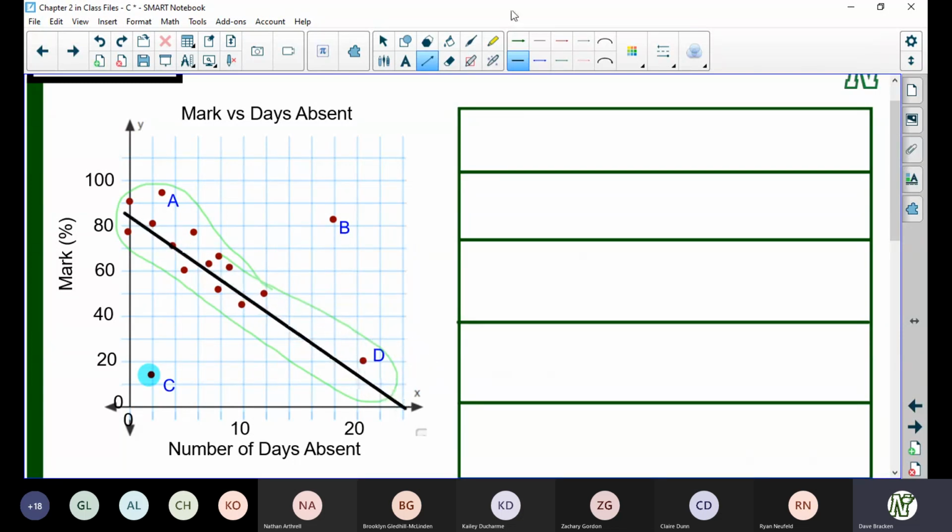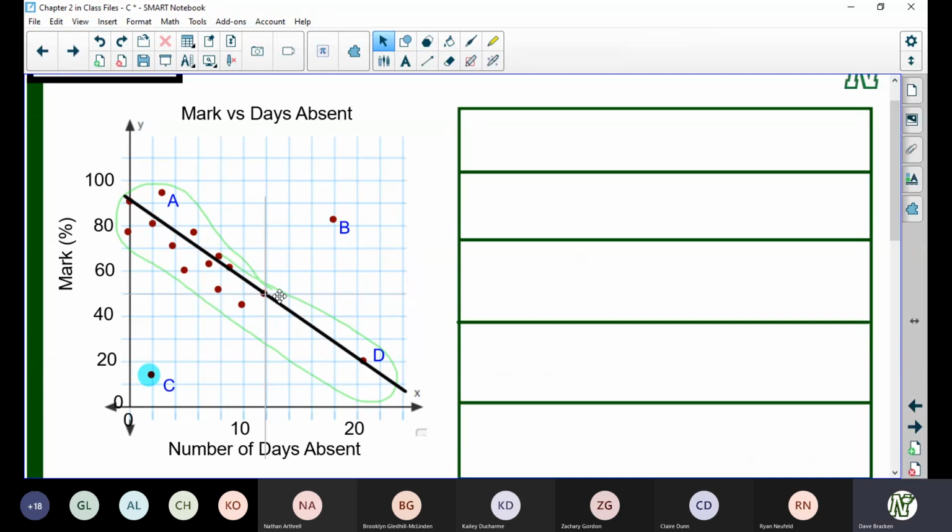But what I can do is go right through the middle of that oval. But if I can just tweak my line a little bit, just move it a little bit to get maybe a couple more points on the line, I would do that. Do you see this black line goes right through the middle of that green oval?